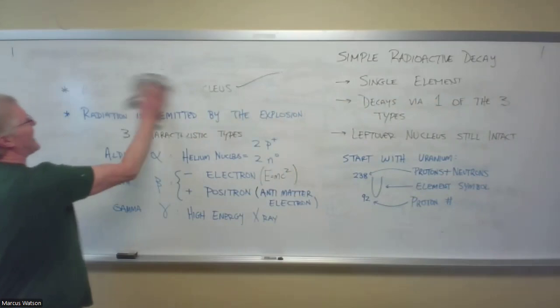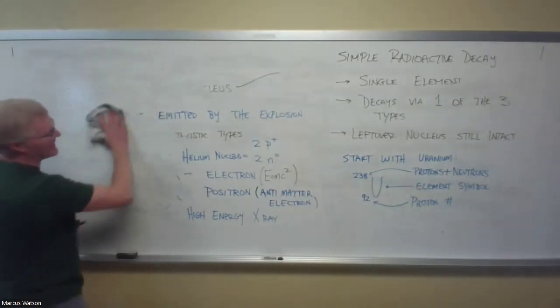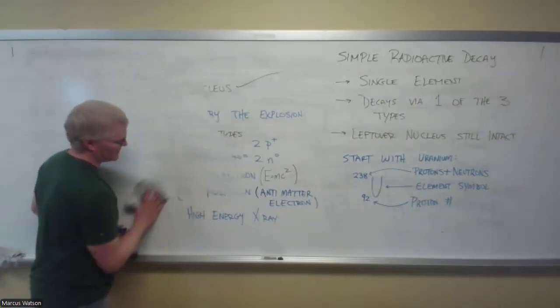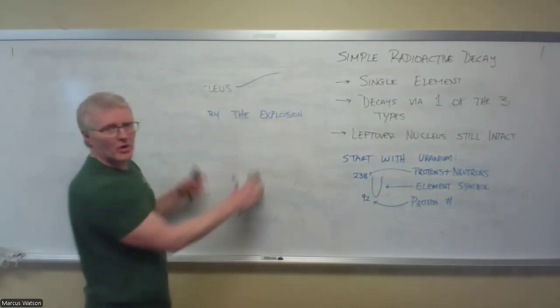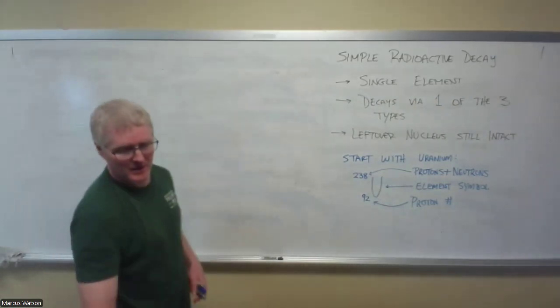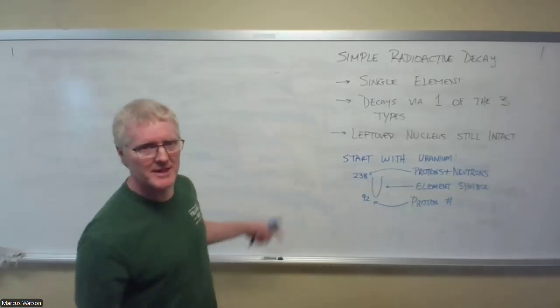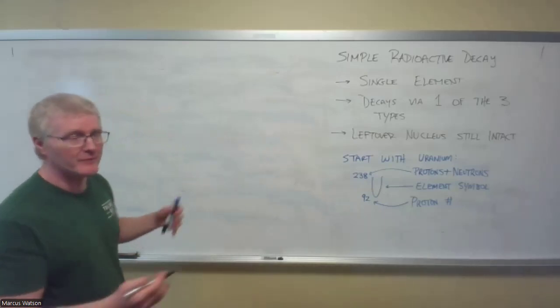Let's take a look at what happens to an atom of uranium as it undergoes all three of these different types of decays that I'm currently erasing. All right, so let's start with alpha.